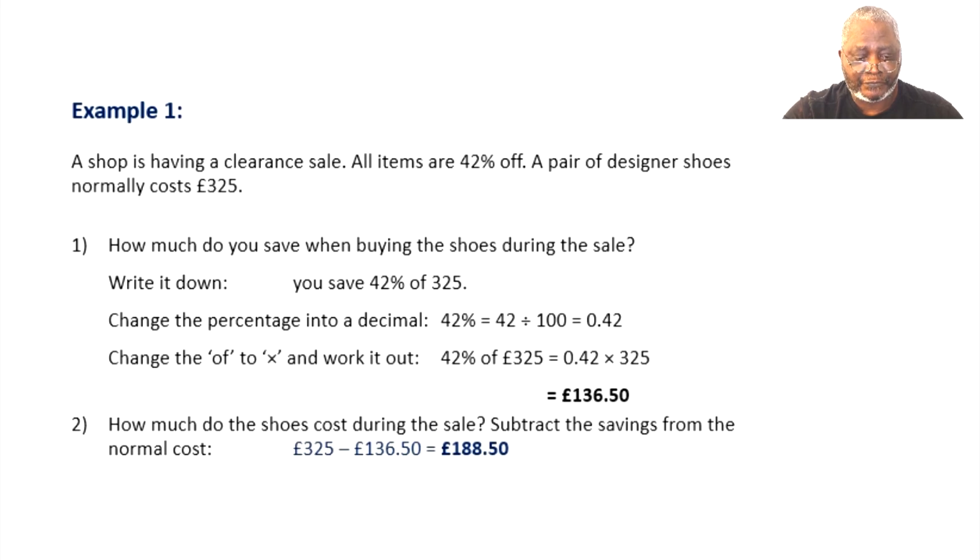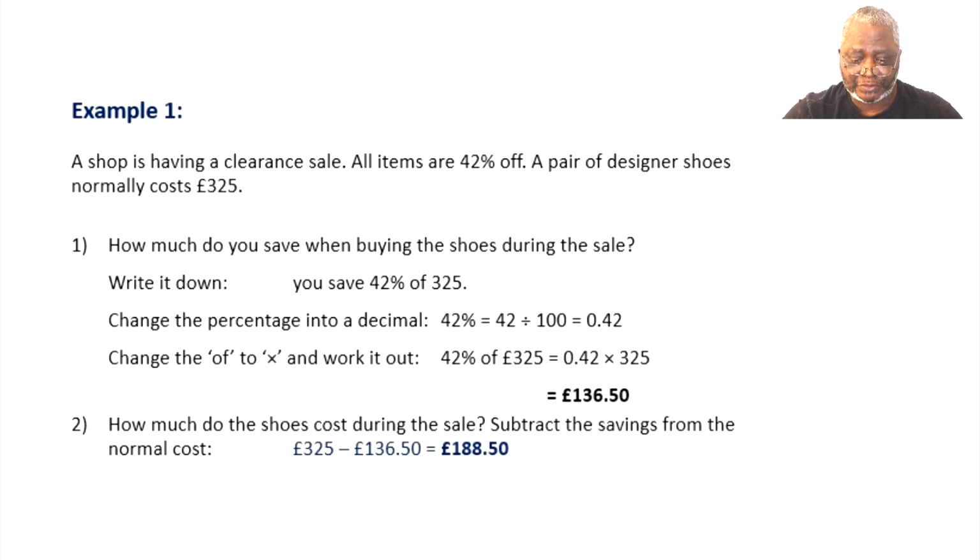Change the "of" to times and work it out. Remember, "of" means times. 42% of 325 is equal to 0.42 times 325, which is equal to £136.50.